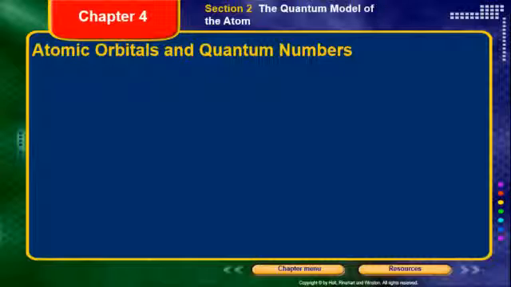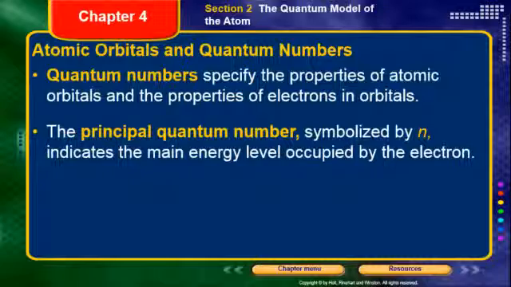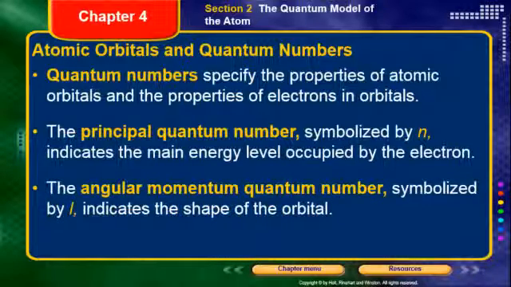All right, atomic orbitals and quantum numbers. Quantum numbers specify the properties of an atomic orbital and the properties of electrons in those orbitals. So there are 4 quantum numbers that we are going to be dealing with. The principal quantum number, symbolized by a lowercase n, indicates the main energy level occupied by the electron. Then there's the angular momentum quantum number, symbolized by a lowercase l.